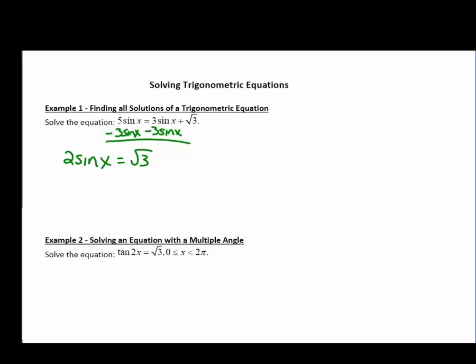Now we want to get sine of x by itself, so we can divide both sides by 2. We end up with sine of x equals the square root of 3 over 2. Now we want to use the inverse function. The inverse sine of the square root of 3 over 2 is going to give us our x value, which is our angle measure. You could take out your unit circle and look at where you have sine values, so that's your y values, that are square root of 3 over 2.